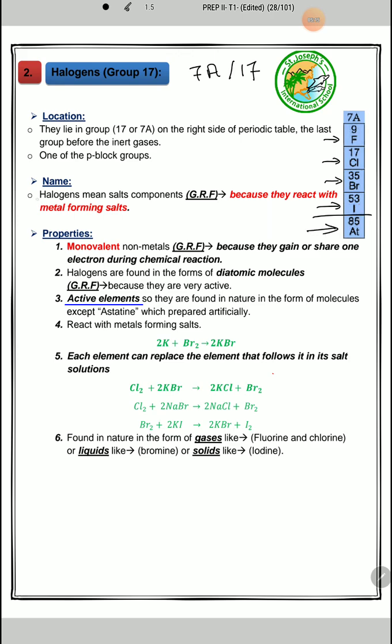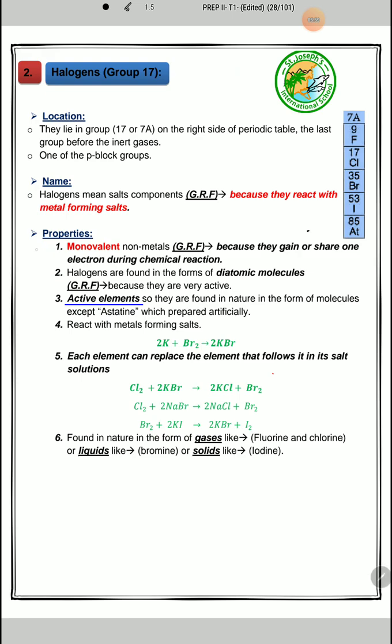First of all, they are called halogens because this name means salt components. They form salts when they react with metals. For example, if I set this reaction, 2K, the potassium, plus Br2, which is bromine, one of the halogens, it gives 2KBr. 2KBr is potassium bromide, which is a salt. They are called halogens because when they react with metals, they form salt components.